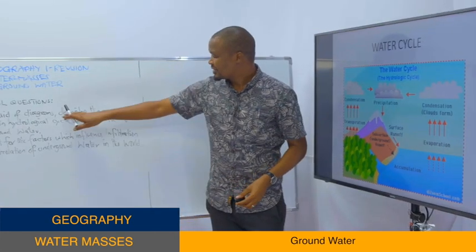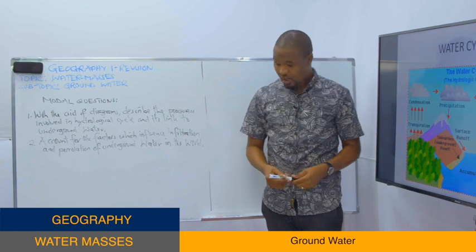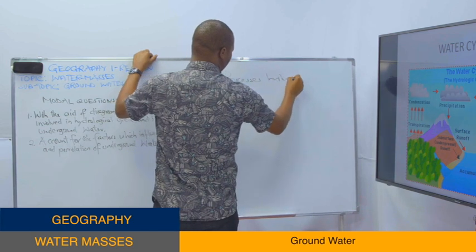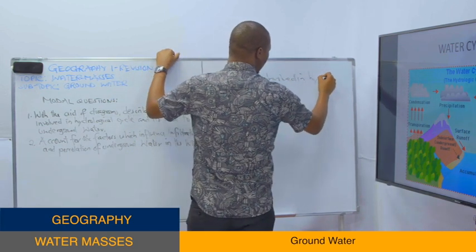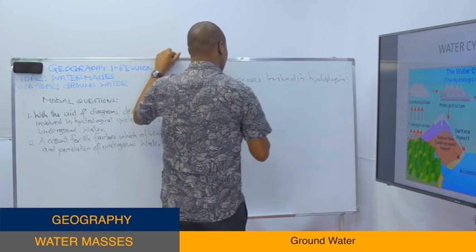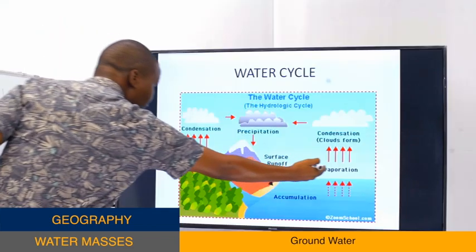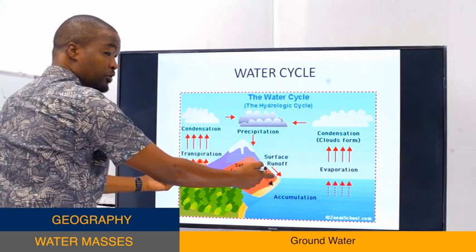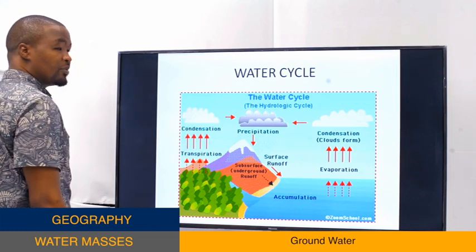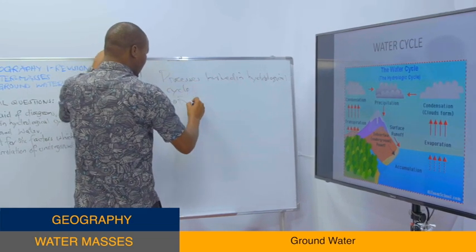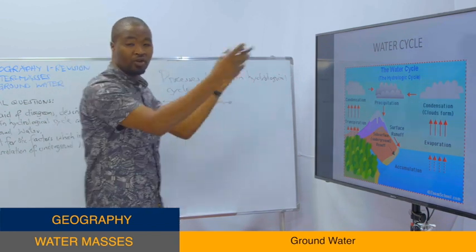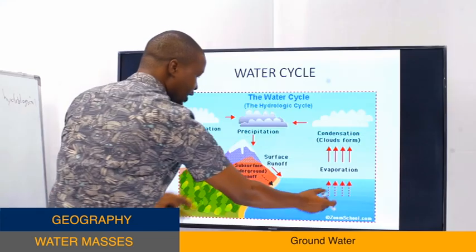So the question asks us to describe the processes involved in the hydrological cycle. The question needs us to explain the processes involved in the water cycle. So the first process you can see there is evaporation. We have evaporation, we have transpiration, and the combined process, which we call evapotranspiration. Then we have condensation, and last we have precipitation. So let's see what evaporation is. Evaporation is the first process. Evaporation refers to the loss of water from the ground into the atmosphere.